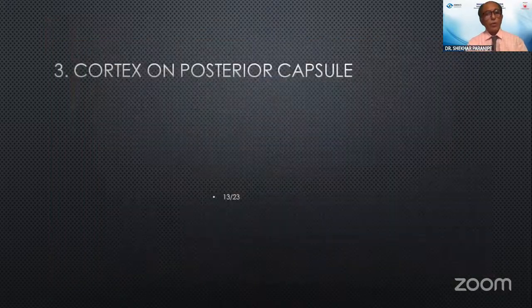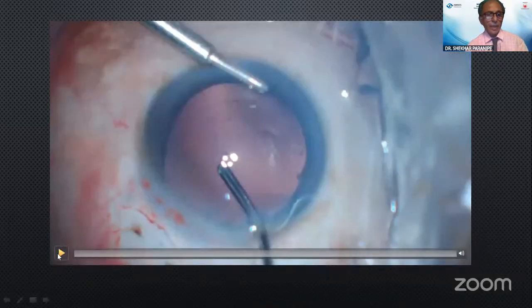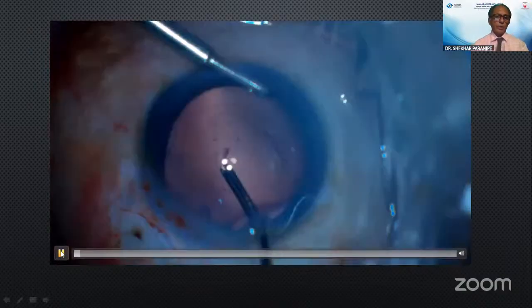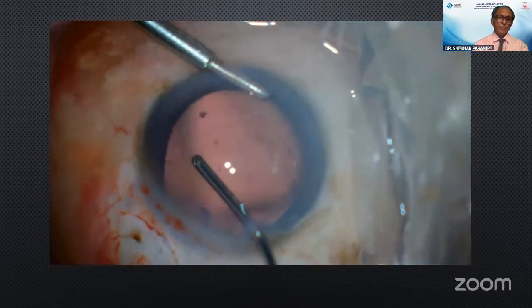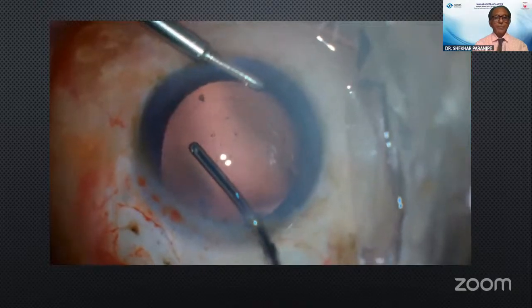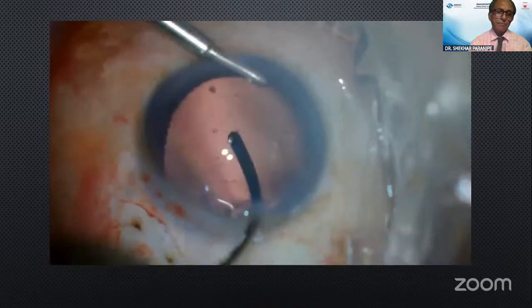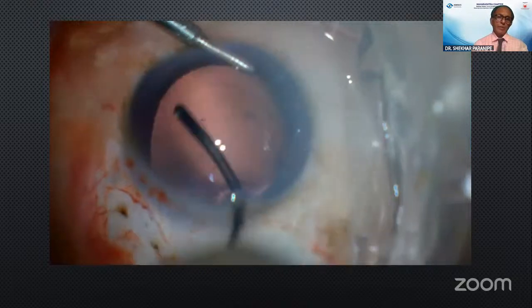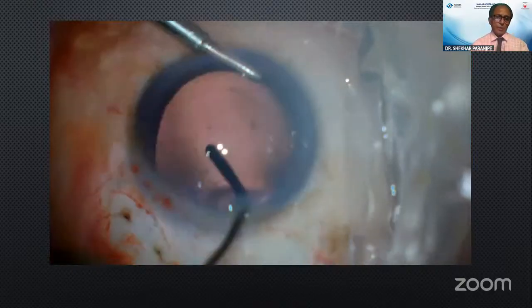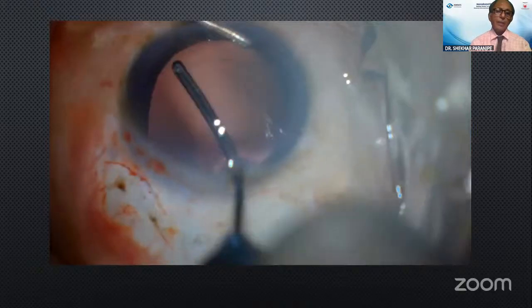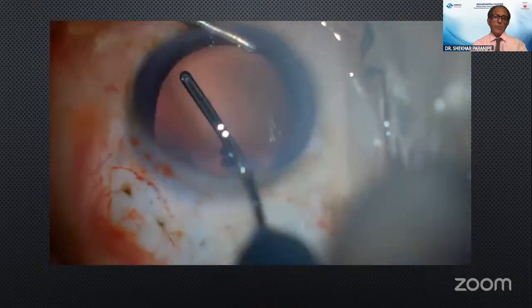Now once the main cortex is out, for the cortex on the posterior capsule, either you have to vacuum polish it or physically polish it. Now you can see here I am physically polishing it. I'm sure it is properly seen. I'm polishing the posterior capsule with the same aspiration cannula. Very rarely we use a Nightingale syringe polisher or any other instrument like that. You can polish the posterior surface of the anterior capsule also.